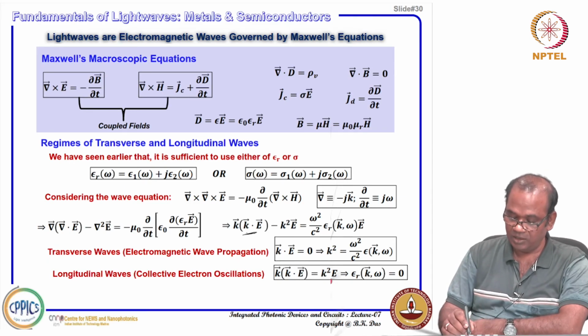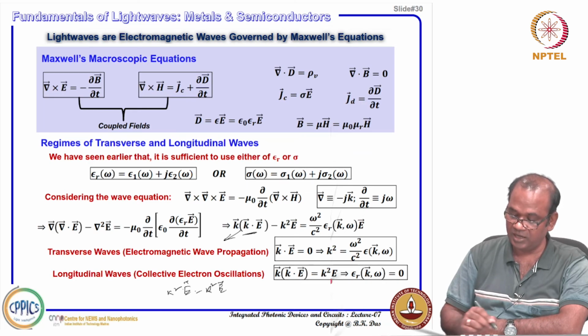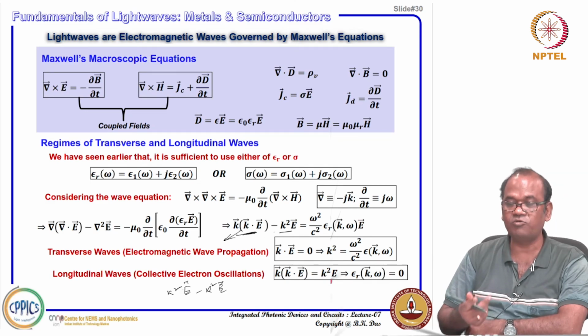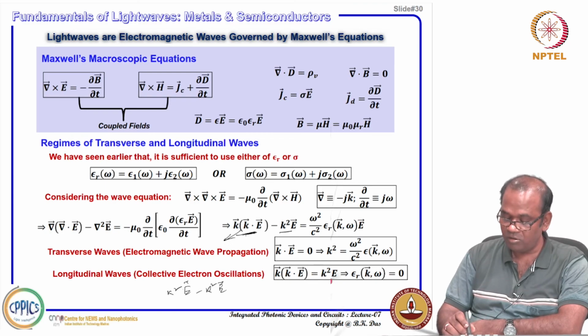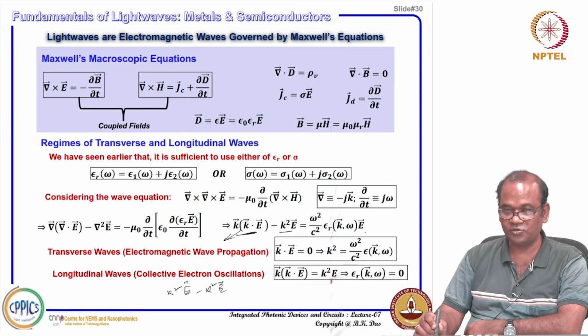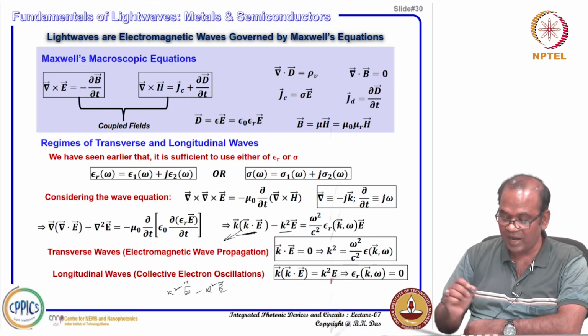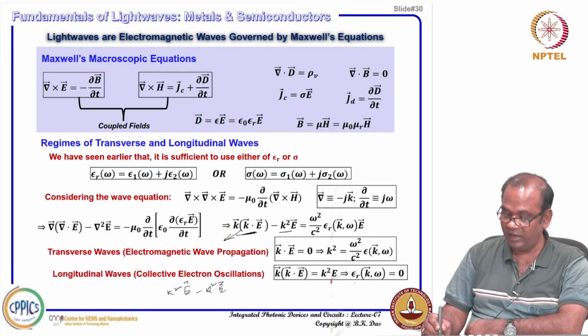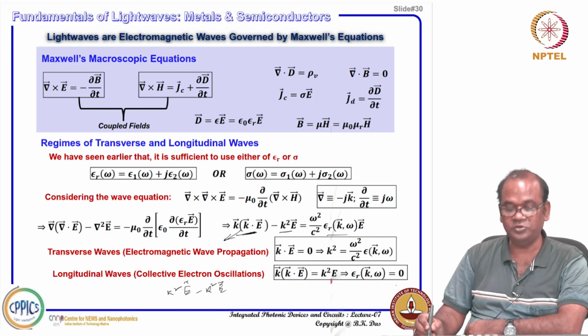What happens? This one will become k square, because that will not be 0 any more. So that means k square e minus k square e is the left hand side. If you subtract these, that will be 0. So, 0 on the left hand side and epsilon r on the right hand side. It looks a little bit odd, 0 and epsilon r. So that means epsilon r must be equal to 0.